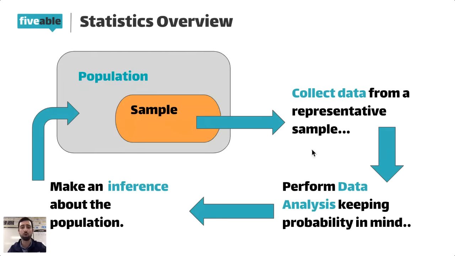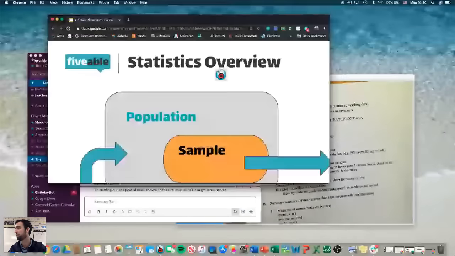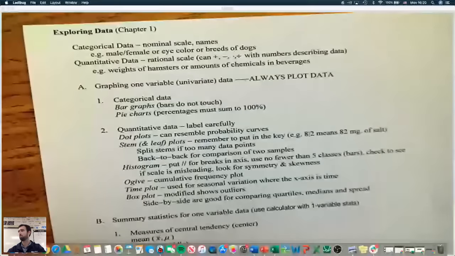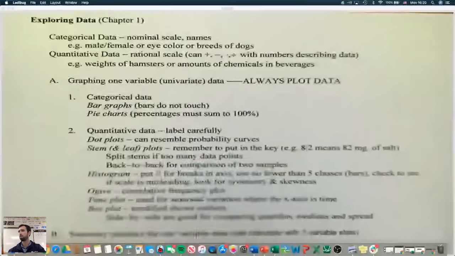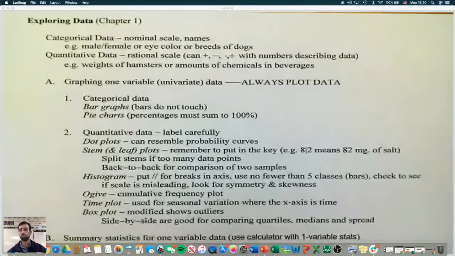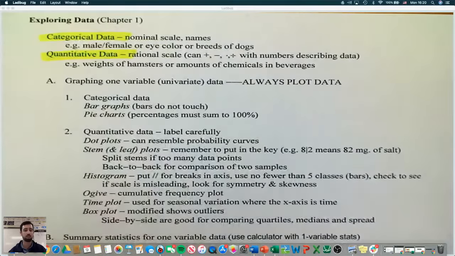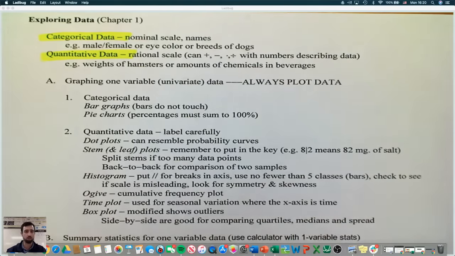All right, so I'm gonna move over to my document that's gonna walk us through our year together. Like I said, it really does start with exploring data in chapter one. The first thing we learn about is the idea of categorical and quantitative. Categorical is anything that can jump into a category. Eye color, breed of dog, right? If I ask that question, I'm gonna get back a category, which is different from quantitative. Quantitative is when we're getting actual numbers back.